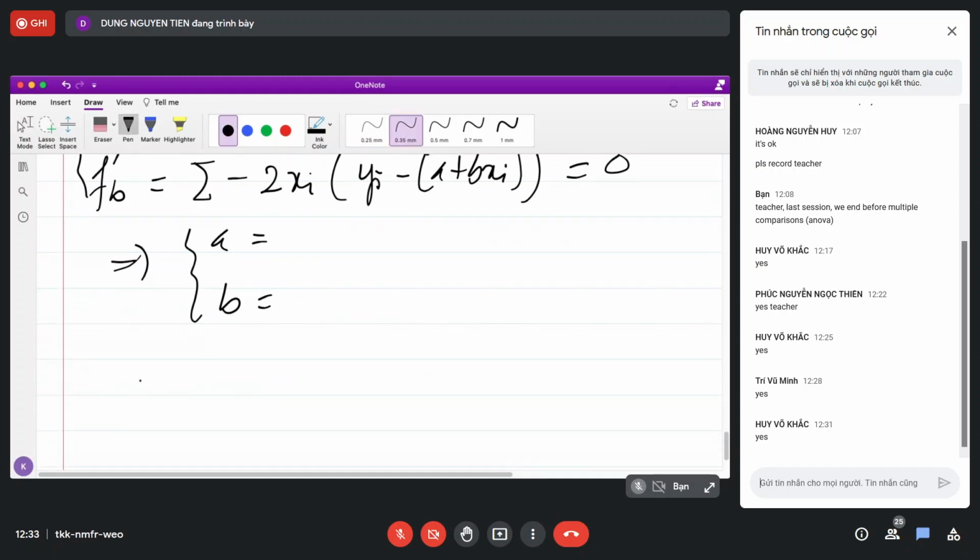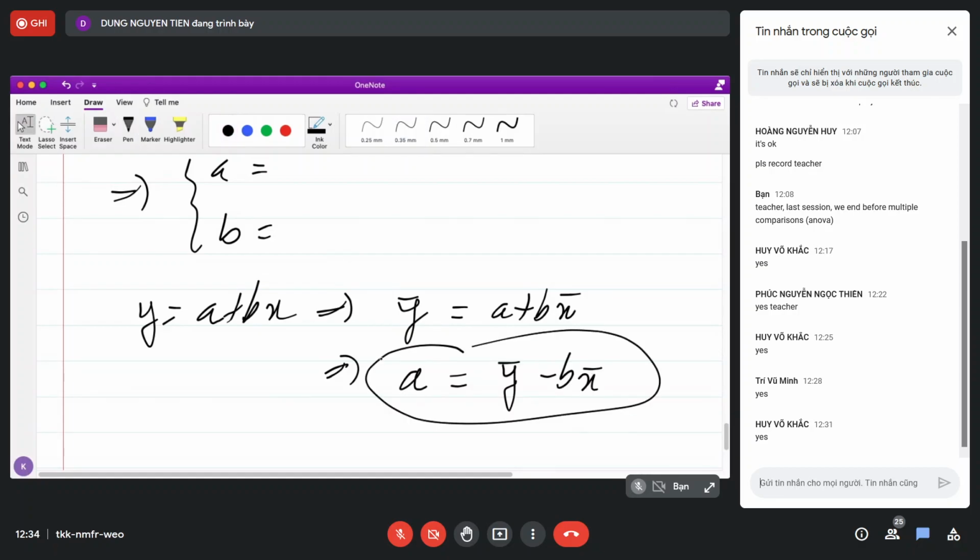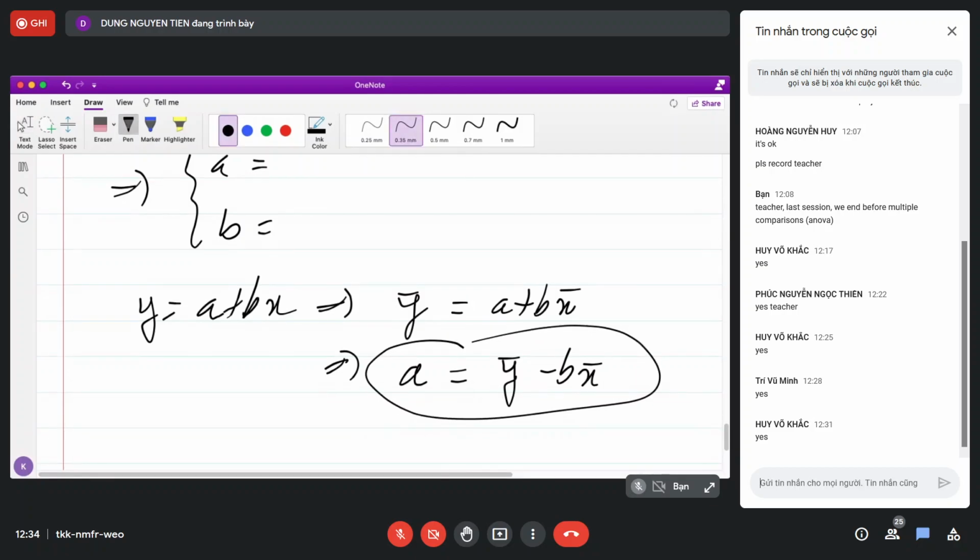Besides, you should notice that y equals a plus bx, then you can prove that y bar equals a plus b x bar. And then you can get the value of a, which is y bar minus b x bar. So you can get the value of a as long as you know the value of b. X bar and y bar can be computed using the original data set.